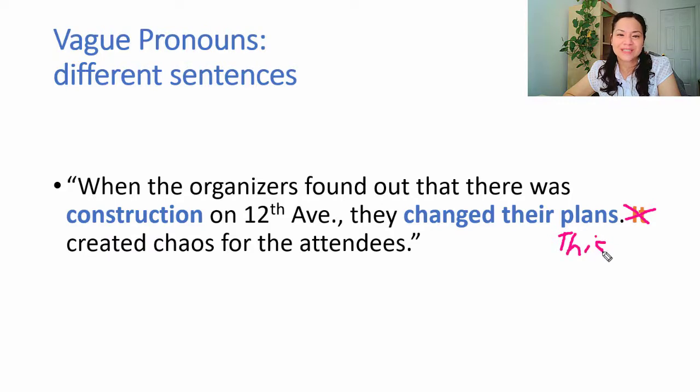Again, as there are two antecedents, it might be better to be more specific. When the organizers found out that there was construction on 12th Avenue, they changed their plans. This change created chaos for the attendees. A demonstrative adjective, this, was added to the noun change to make this clearer to the reader.